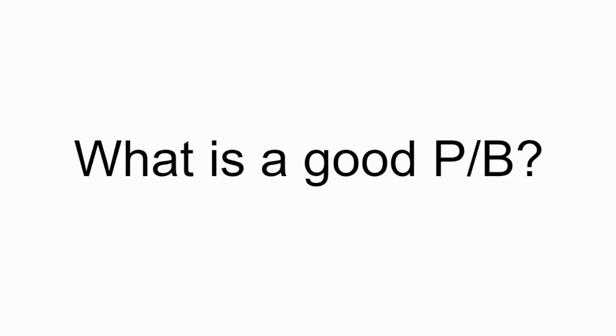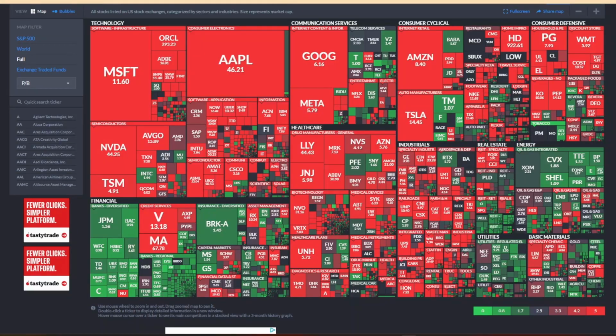Now let's tackle the last question. What is a good price to book ratio? Now, to help answer that question, I've gone to finviz.com and pulled up the price to book heat map. If you look at technology, communication services, and consumer cyclical, you can see that they tend to have higher price to book ratios, particularly when compared to finance, utility, and energy.